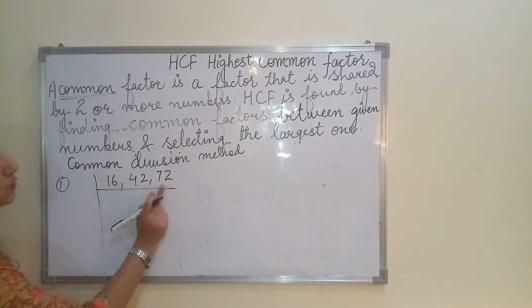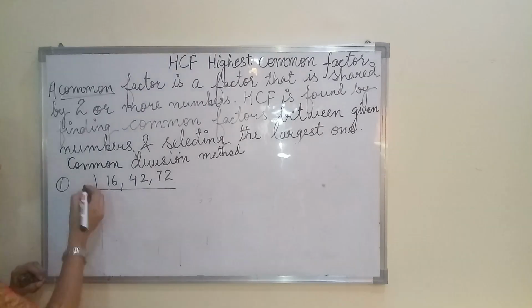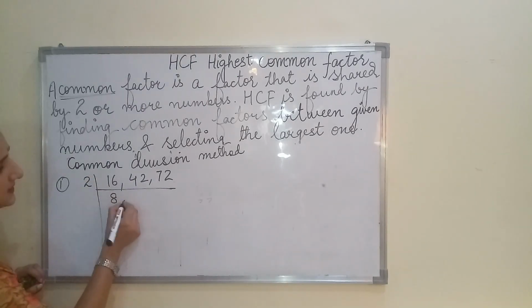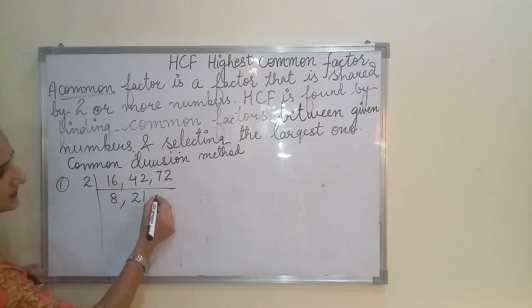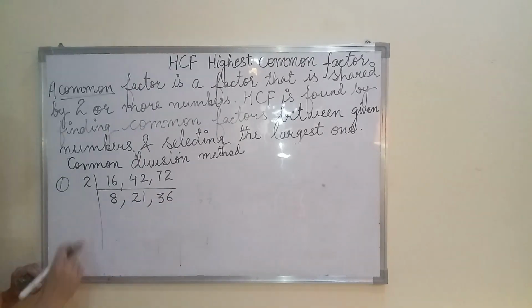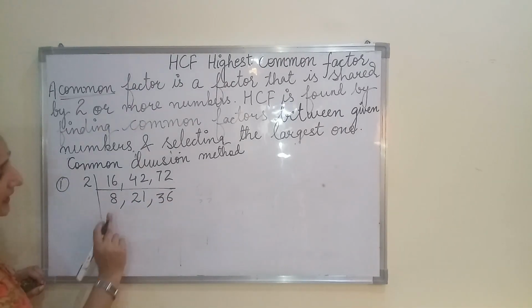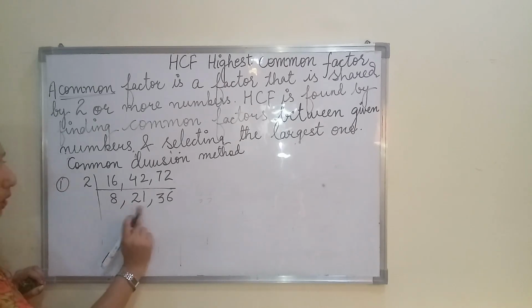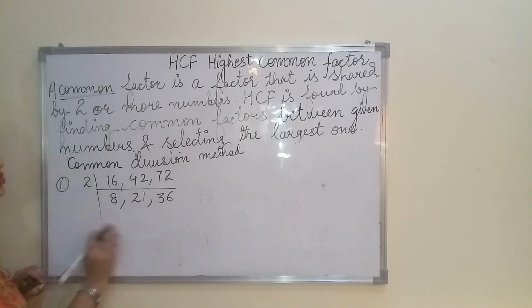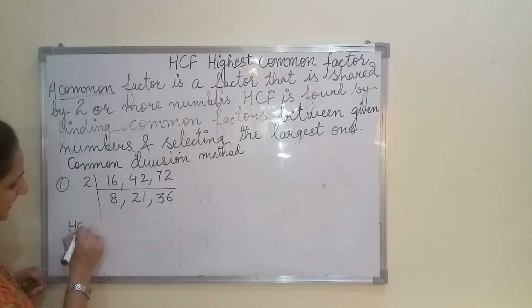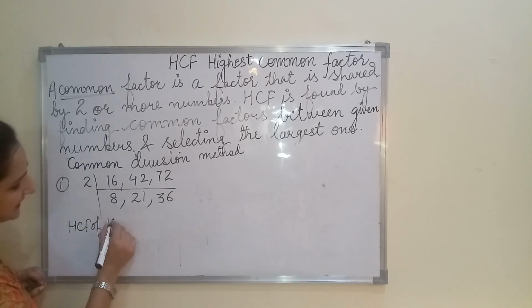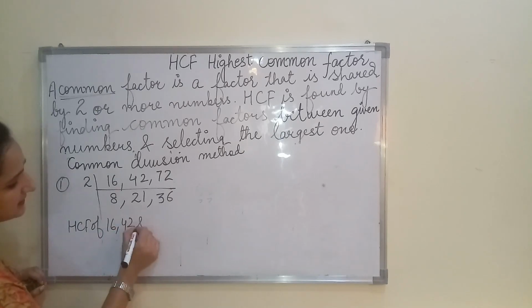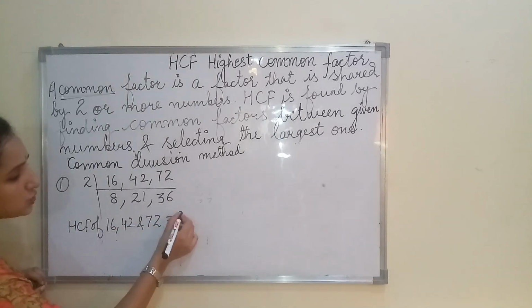2, I think these are all even numbers. So ये सारे 2 से जाते होंगे. 2 8s are 16, 2 21s are 42, 2 36s are 72. Again आप देखिए, अब ये 8 is even, 21 is odd and 36 is even. So there is no common factor between these numbers. So आप लिख सकते हैं HCF of 16, 42 and 72 is 2.